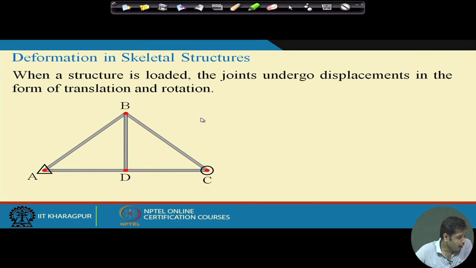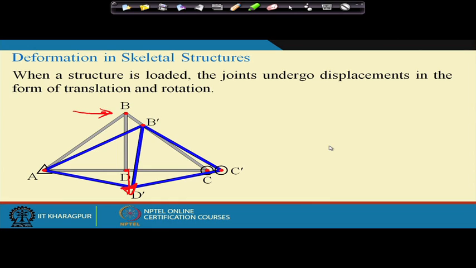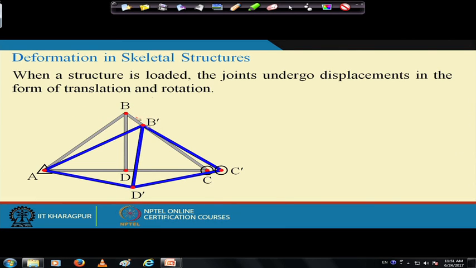Now, when some load is applied, say a load here, and at a point you apply a load here, then it undergoes deformation like this. So, point B comes to B dash, point C goes to C dash, and point D goes to D dash. Okay.